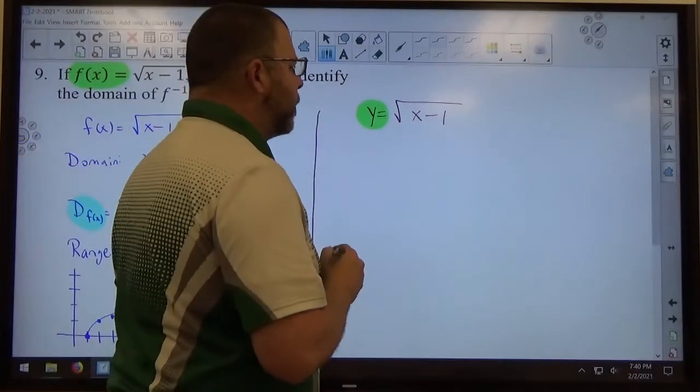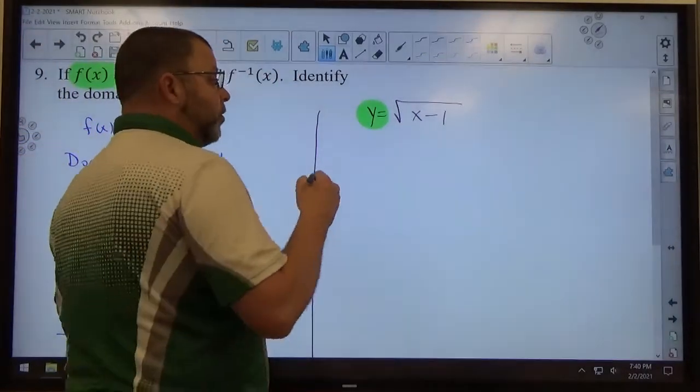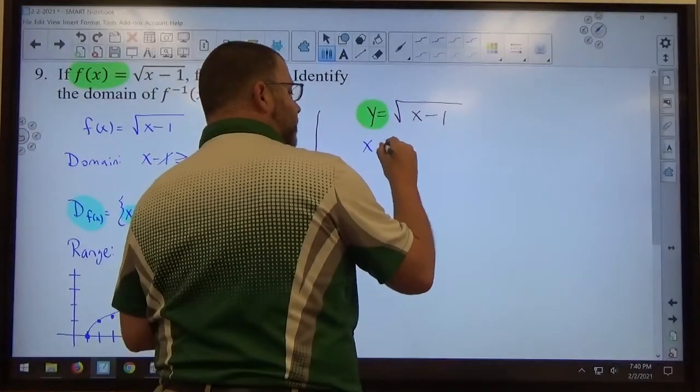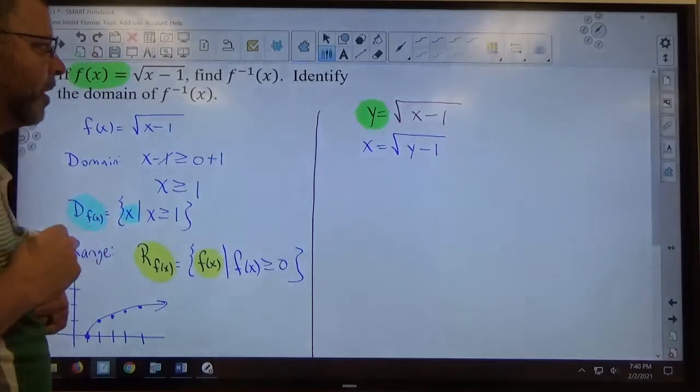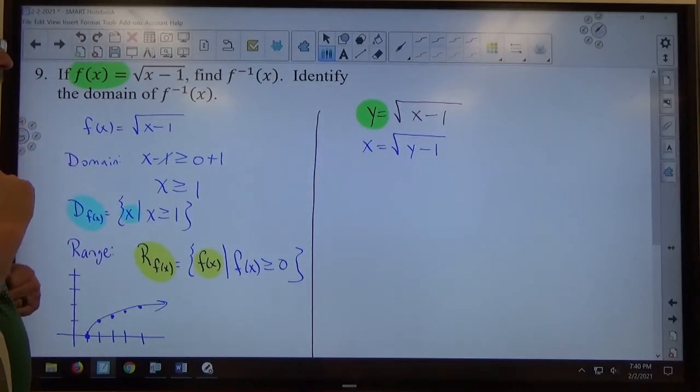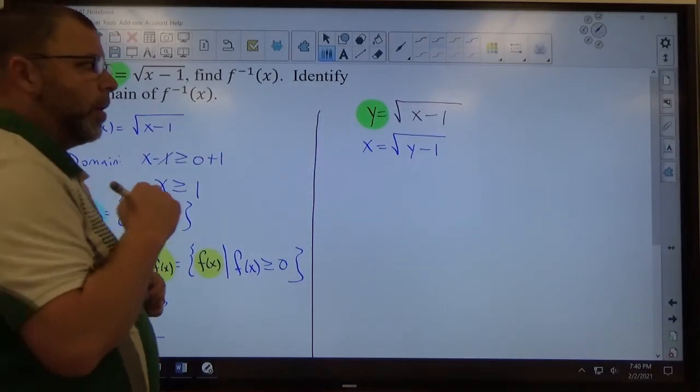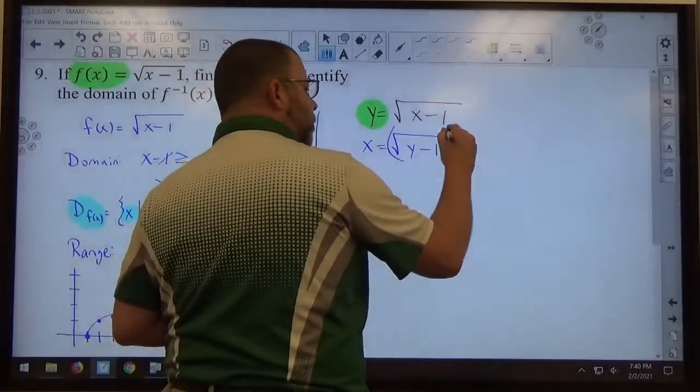If y equals the square root of x minus 1 and I want to make the inverse function, I'm going to change y to x. I'm going to change x to y. Everything else in the problem stays as is. I want to get that to say y equals. I have a radical, square root specifically. I want to get rid of the square root by squaring.